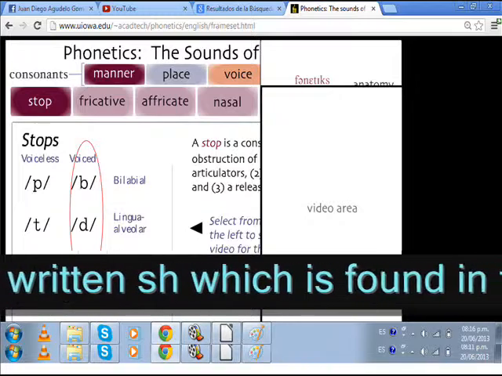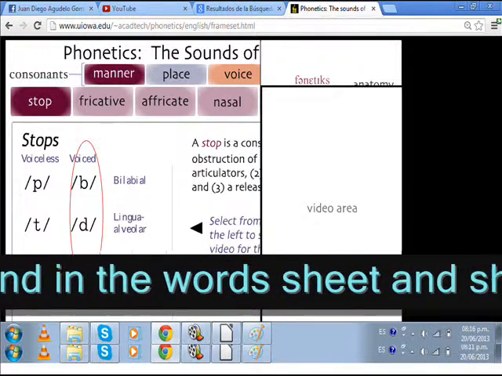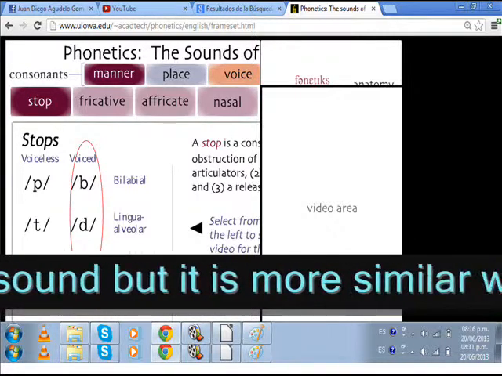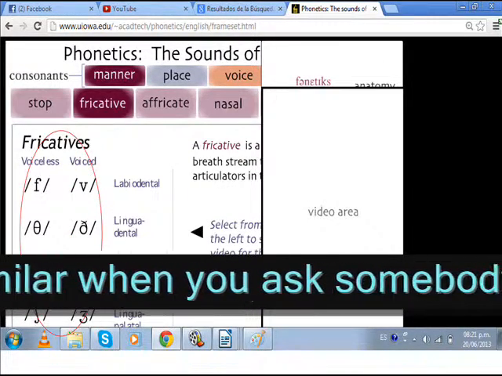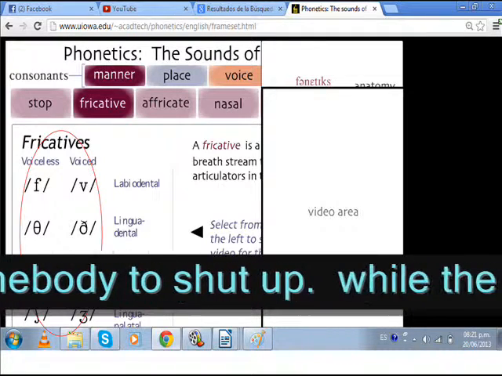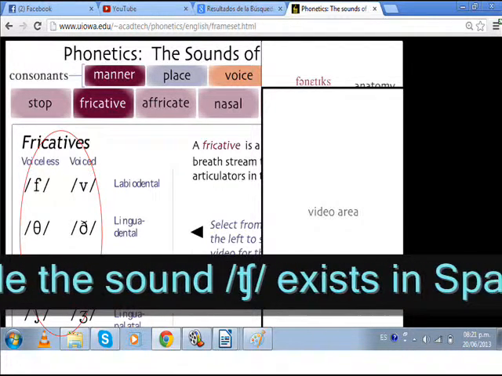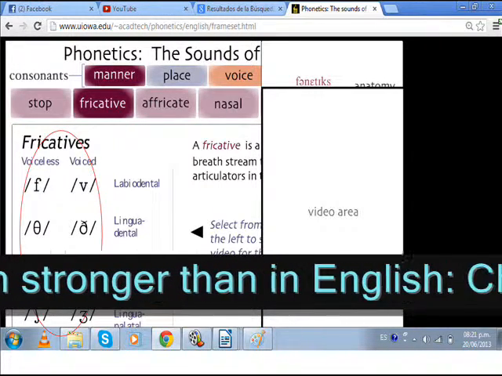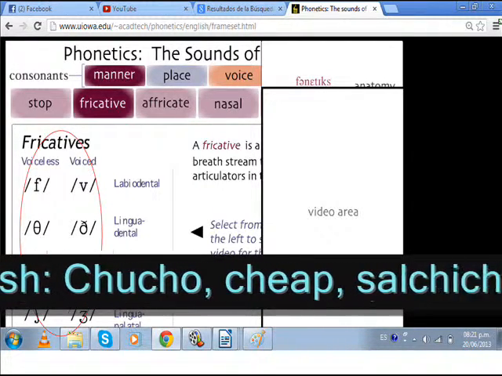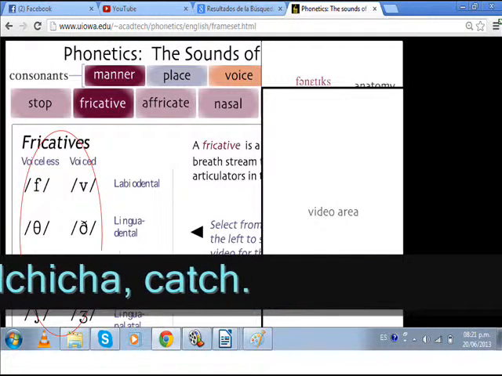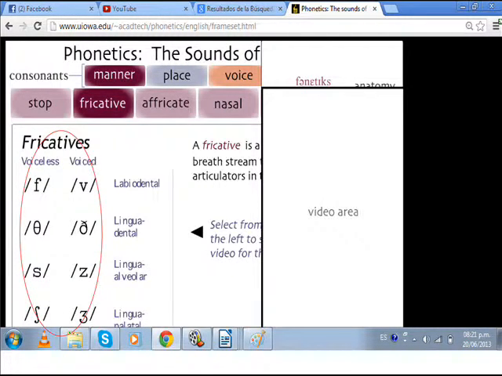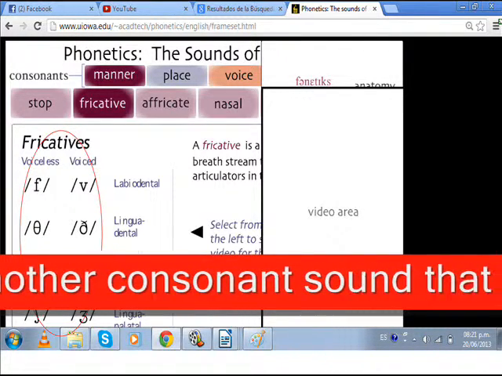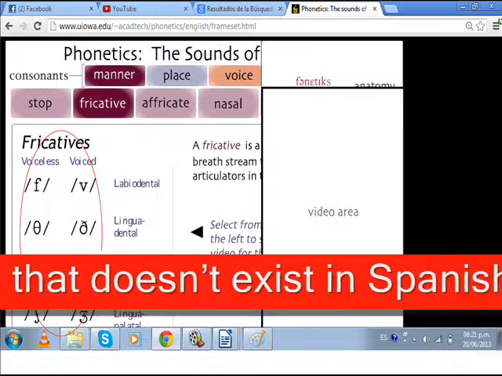There are some sounds which don't exist in Spanish. For example, the sound sh, generally written as sh, which is found in the words sheet and shine, is like an S sound, but it's more similar to when you ask somebody to shut up. While the sound ch exists in Spanish, and it's even stronger than in English. Chucho, cheap, salchicha, catch.